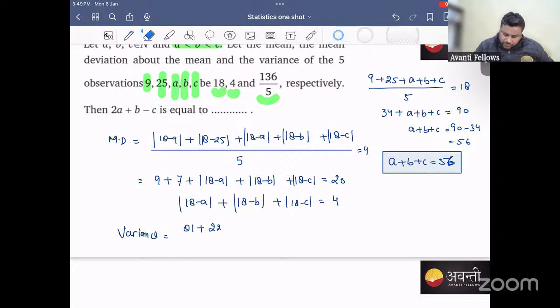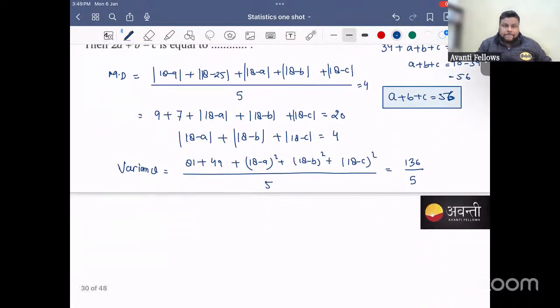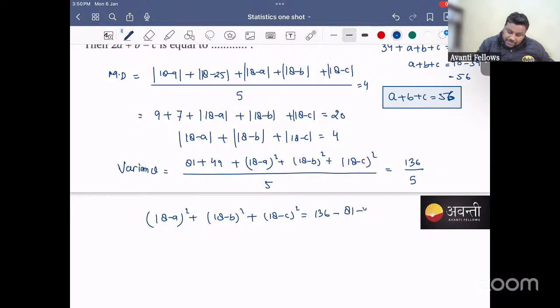Okay, let's do one thing, not do it. Variance is directly what? Squares of deviation. So that is 81 plus 49 plus (18 minus a) square plus (18 minus b) square plus (18 minus c) square, whole divided by 5. This is given to me as 136 upon 5. Got it? So (18 minus a) square plus (18 minus b) square plus (18 minus c) square is 136 minus 81 minus 49.